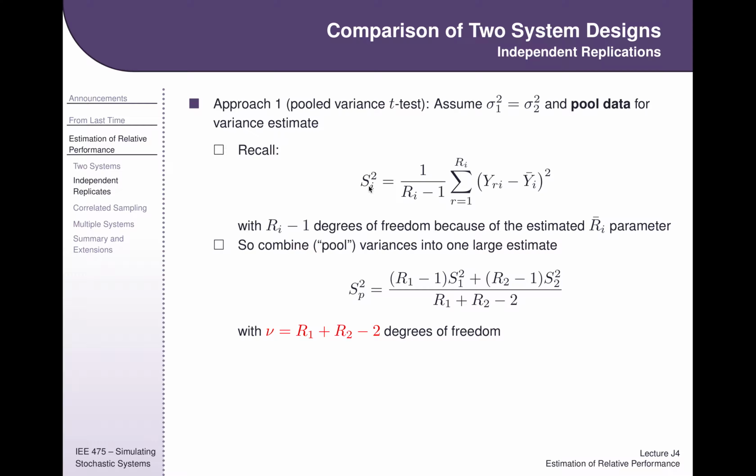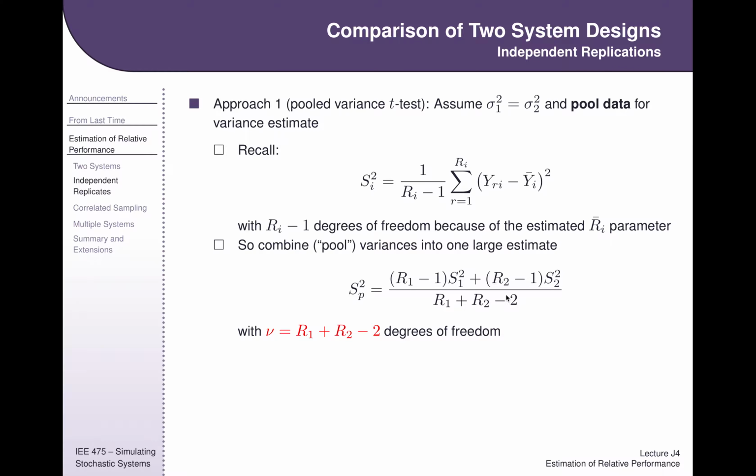If we already have calculated variance for system 1 and system 2, the way we pool those variances is we scale system 1's variance by the number of replications in system 1 minus 1, and then we scale system 2's variance by the number of replications from system 2 minus 1. And then we add all that together and divide that sum by the total degrees of freedom between the two of them, which is just the number of replications in system 1 plus the number of replications in system 2 minus 2.